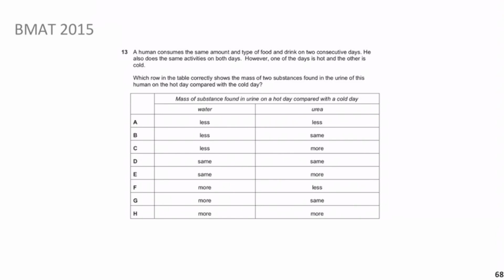So guys, let's go through. It says mass of substance found in urine on a hot day compared to a cold day, right? So what's going to be different between a hot day and a cold day, guys? The main difference is that on a hot day, physiologically, you're going to sweat more, isn't it? So you're losing more water, right? And therefore, your body is going to act to conserve water, isn't it? And if your body is acting to conserve water, remember the key hormone you're thinking about is ADH, right?